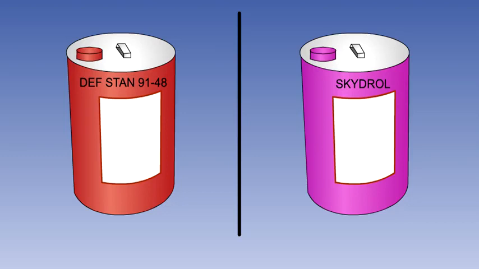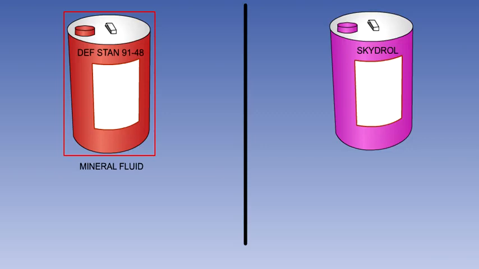The two types of fluid you are likely to meet are Devstan 91-48 and Skydrol. Devstan 91-48 is a super clean mineral hydraulic fluid. Recommended for all hydraulic systems operating under high pressures and low or very low temperatures, from minus 54 degrees Celsius to plus 90 degrees Celsius.